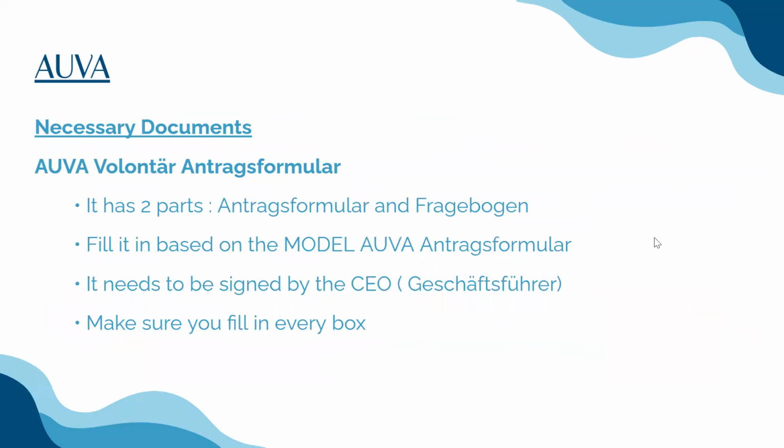Now, what are the necessary documents when it comes to AUFA? You do not just send the form, like the document asking for the social insurance. You have to keep in mind a couple of documents. So first of all, the voluntary agreement. It has two parts. On the first hand, the document which you need to fill out, giving all the information about the project, about the company, about the EP, and a questionnaire.